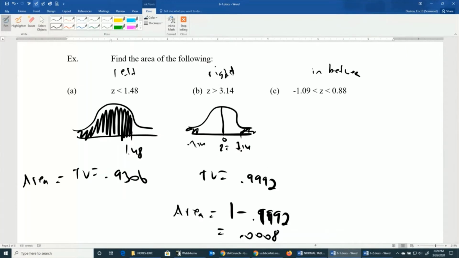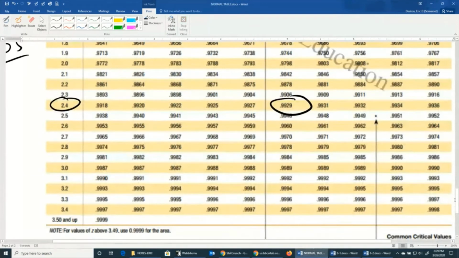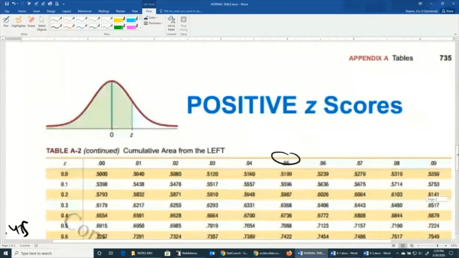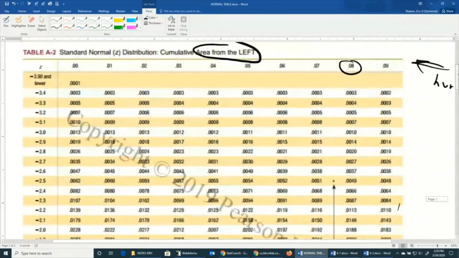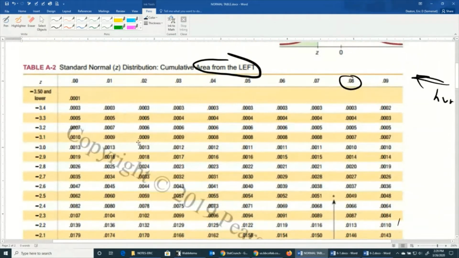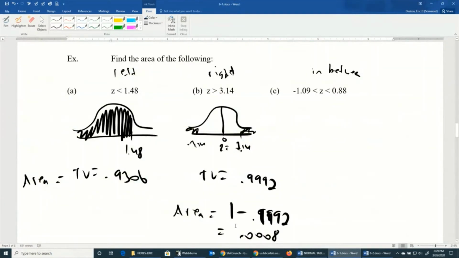So what you could do is go to the table for negative 3.14 and see what happens. Negative 3.14 is right there, which is 0.0008. So that's a little trick or a way to check it. It's not really a trick, but it's a good way to check it. And then we have an in-betweener. For an in-betweener, we need to find two different table values.